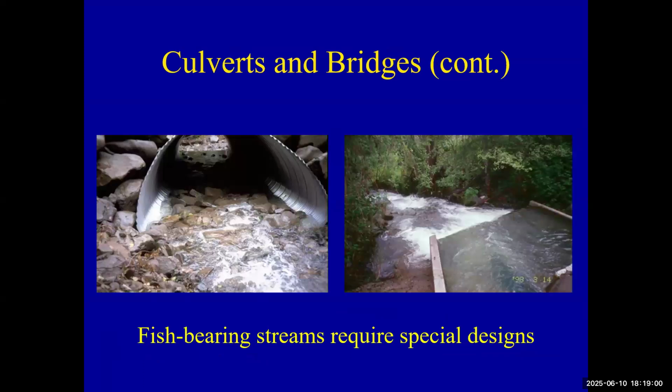So fish-bearing streams require special designs. In this case, on the left, they've got a gravel bottom in an arch culvert that allows fish to pass and actually even to spawn. And on the right, you have another crossing where basically you're facilitating fish getting from one part of the stream to the other with a kind of leap, essentially.